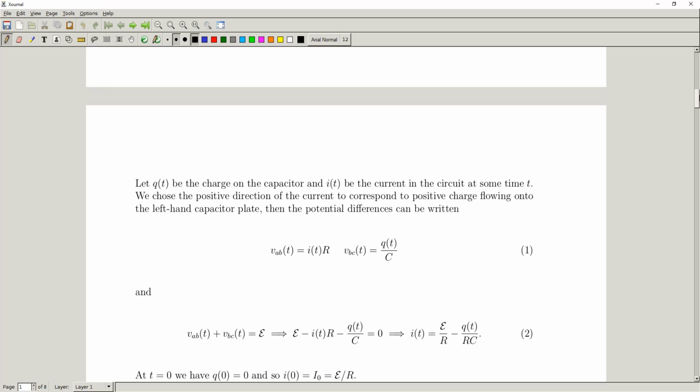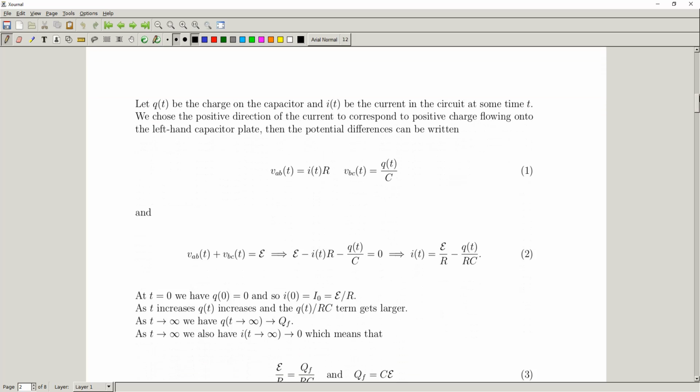Okay, so let's let Q of t be the charge on the capacitor as a function of time, and then I of t is going to be our current in the circuit at some time t. We're going to choose the positive direction for the current to correspond to the positive direction of our charge flowing onto the left-hand plate.